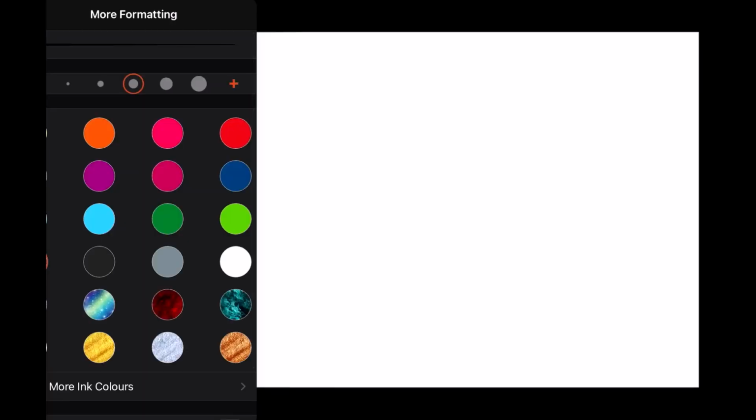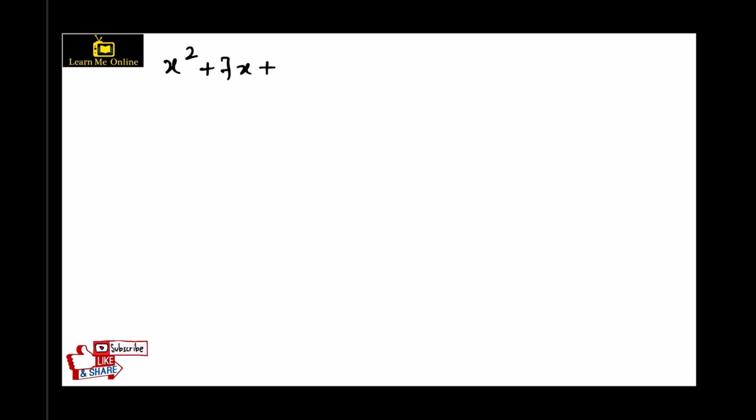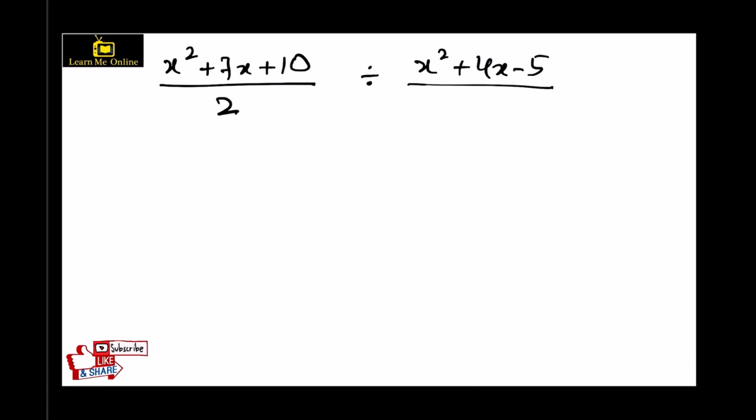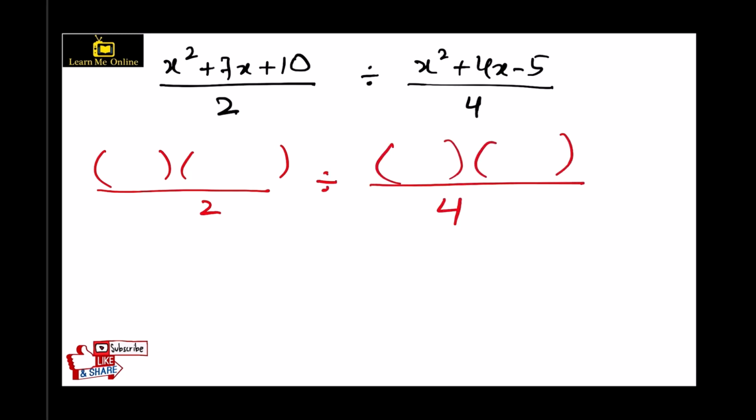Showing you the next example now, which is going to be x squared plus 7x plus 10. The denominator is 2. Then there's a divide sign here. There's x squared plus 4x minus 5. And the denominator of the second fraction is 4. Now we see that we have got two fractions written, and they both are written with the quadratic expression. It means we need to do the factorization with both of them as the first step. Getting into the first step, we're going to write down the two brackets divided by the 2. There's a divide sign, writing them down again in the two brackets, and there's a 4 here.